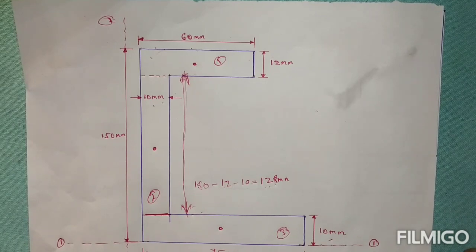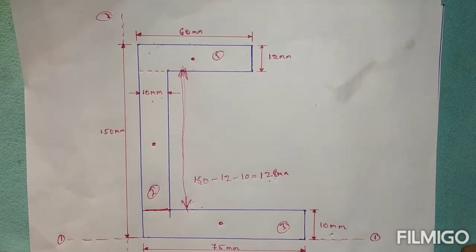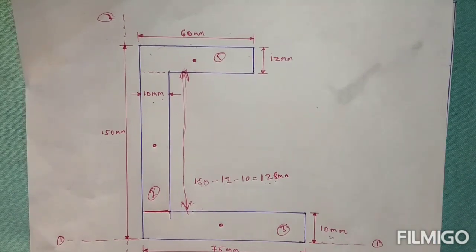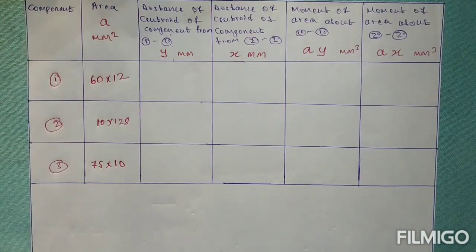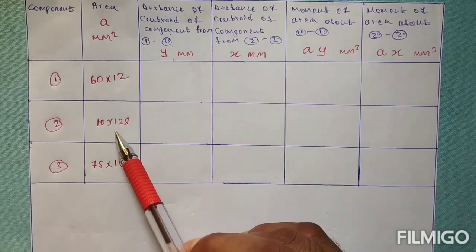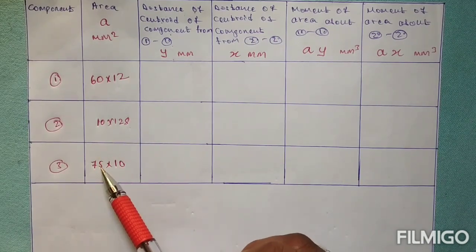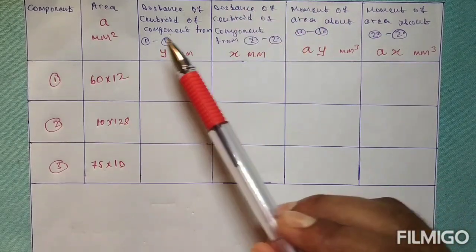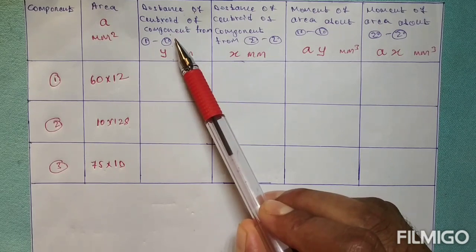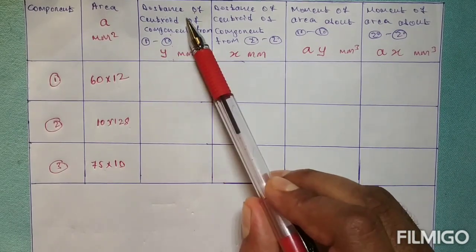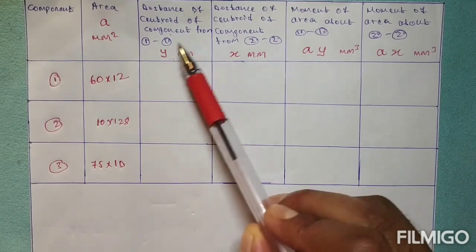Next will be the third component, that will be 75 into 10 mm. That I will also write. So you can see the top will be 60 into 12, the second will be 10 into 128 mm, and the third will be 75 into 10 mm. Next will be the distance of the centroid of the component from 1-1, that will be y.